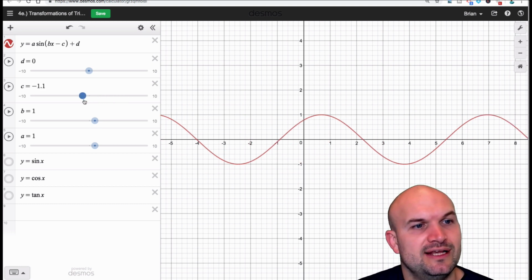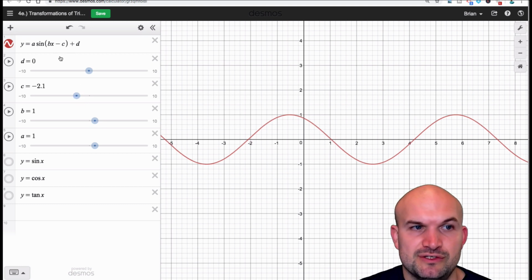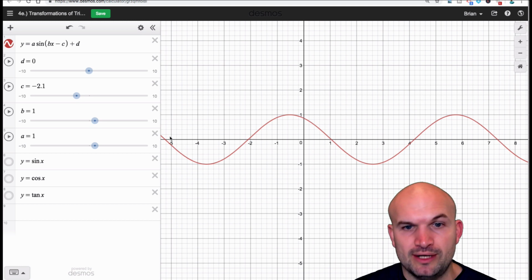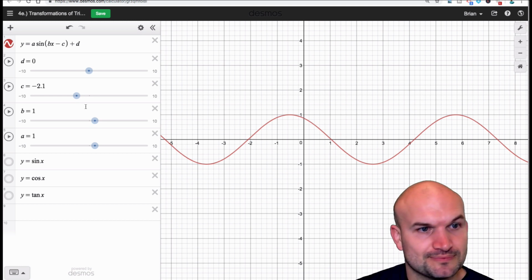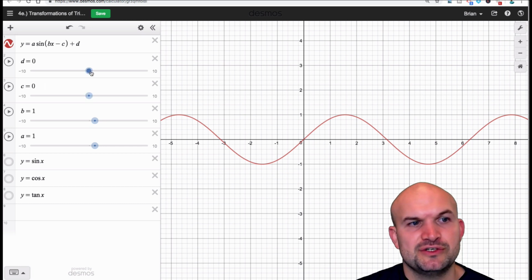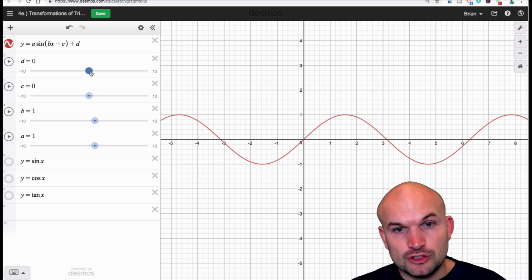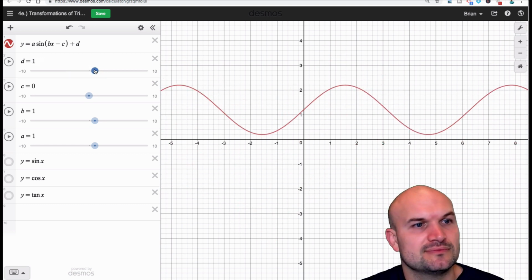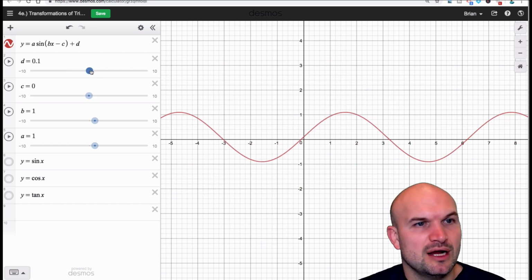And then if I go negative, you can see the graph is being actually shifted to the left, because a minus and a negative would actually show this as a plus. But you can see the graph is being shifted over. So let's put that back at 0. And then lastly we can just see the D, which is going to be our vertical shift up and down. And I think that's kind of obvious here. Most people are okay with that.